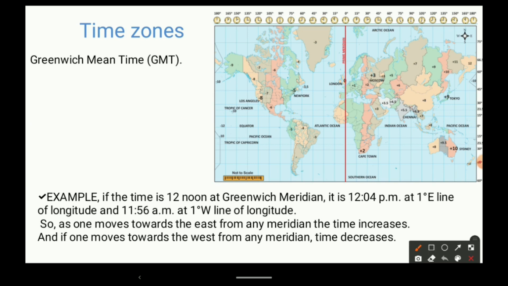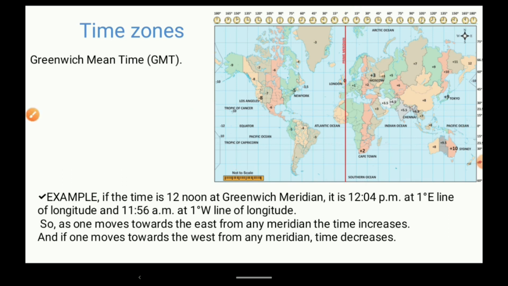In the image shown here, see the red line that passes through London. It is called the prime meridian. This 0 degree longitude, or prime meridian, is called Greenwich Mean Time. This meridian is taken as the standard time for the whole world. From this, we are calculating our times.